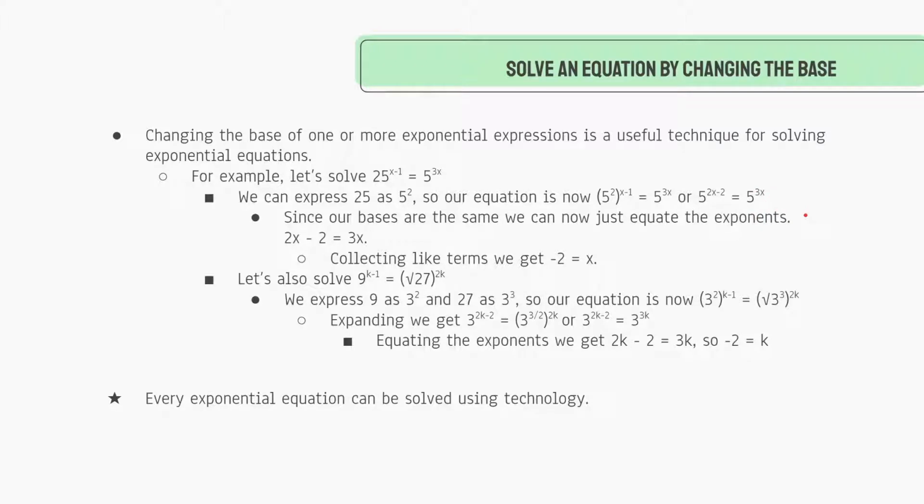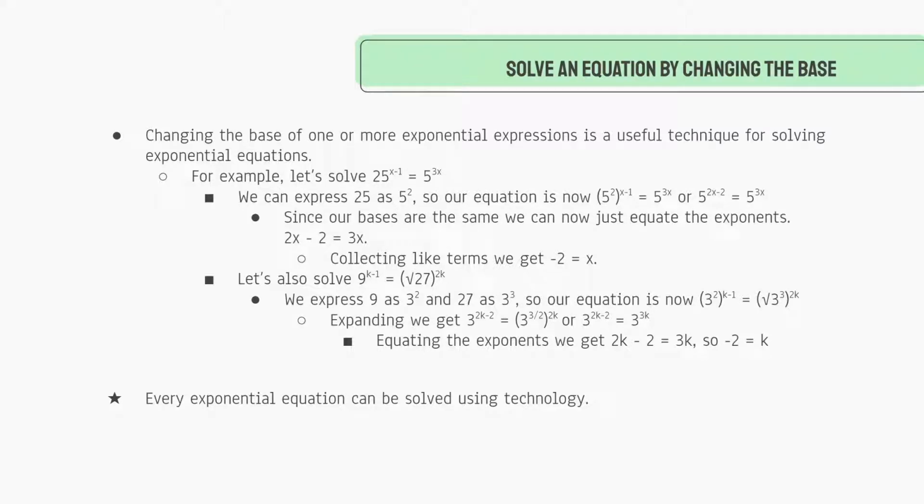What's important for us to understand here is that since our bases are the same, the only thing we care about is now our exponents. So all we have to do is equate them. Now our equation is 2x minus 2 is equal to 3x. Isolating for x, we could bring 2x to the other side, so we get 3x minus 2x, which is x itself, and then we just have a negative 2 left over. And so we find that our answer is x equals negative 2.